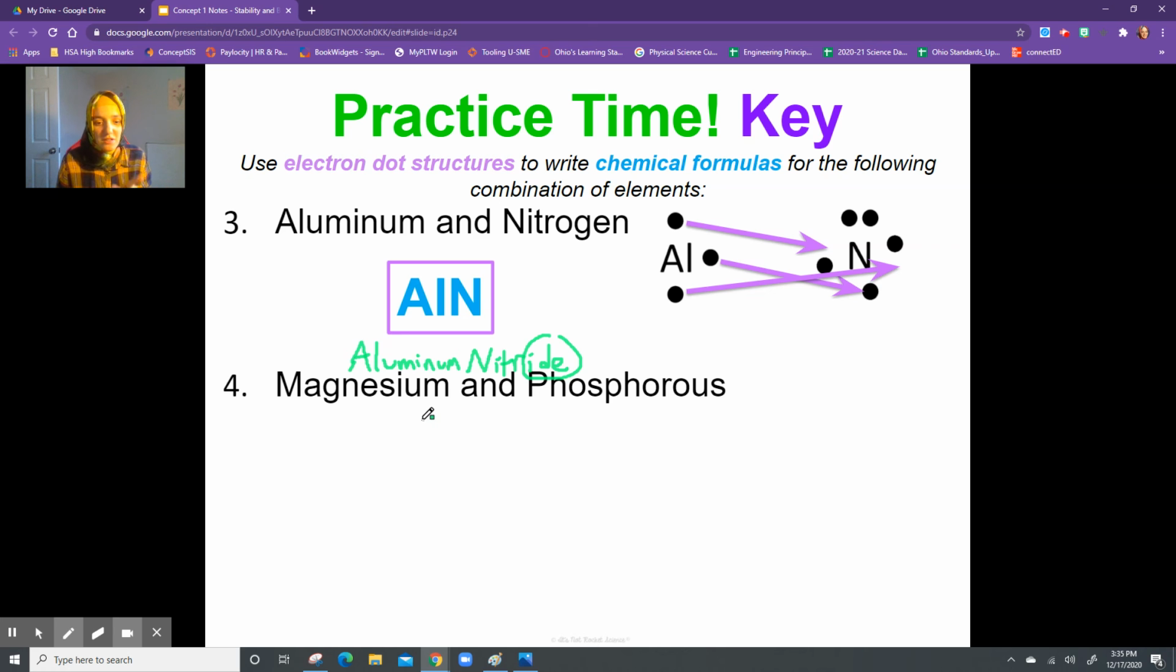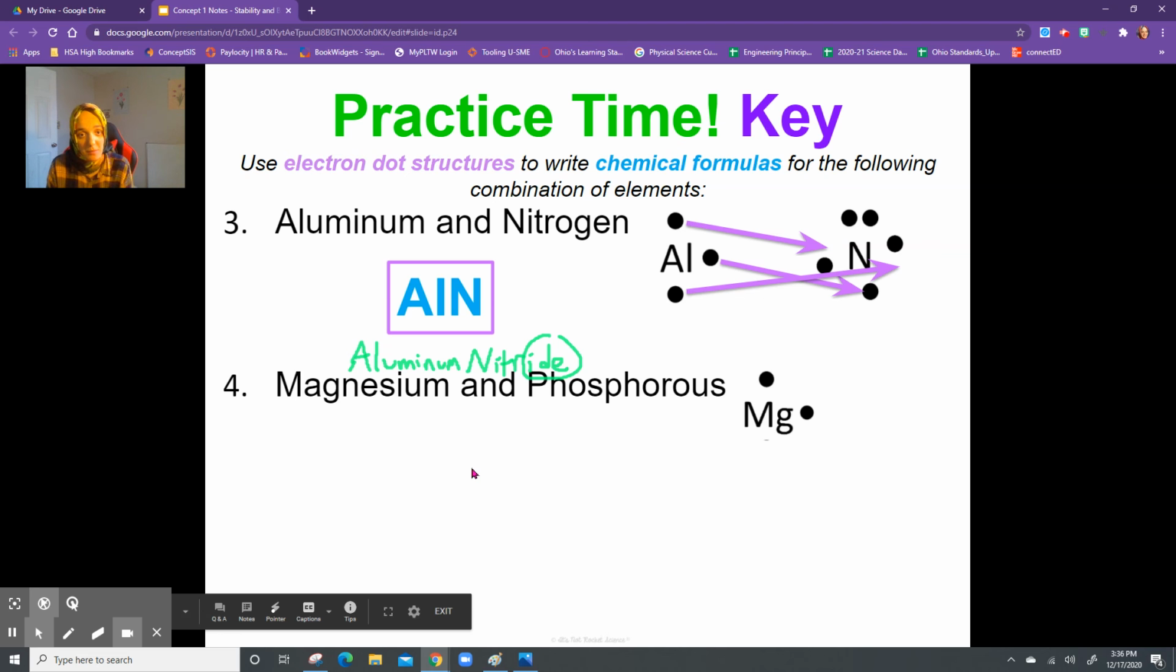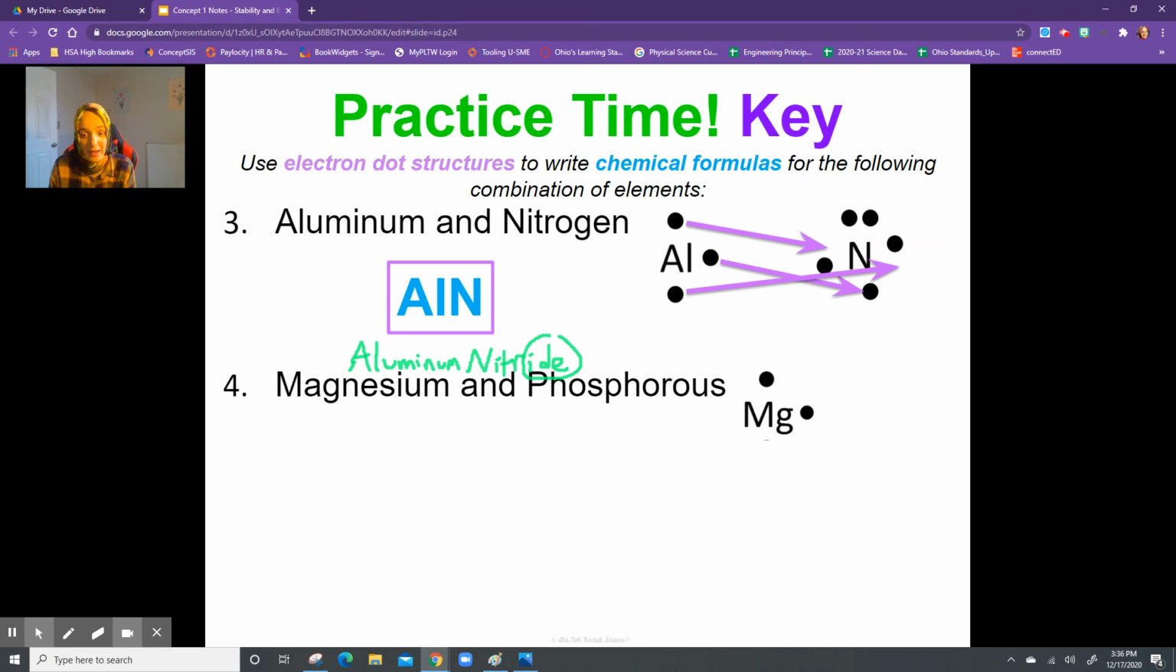Magnesium and phosphorus. This is the most challenging question. Let's see who's going to get the correct answer. Are you guys drawing these on a piece of paper? Make sure you do so. All right, so magnesium is in group 2, so it has 2 dots. Phosphorus is in 1, 2, 3, 4, 5, group 15, so it has 5 valence electrons. What's going to happen? One is 2, one is 5. Phosphorus needs 3.